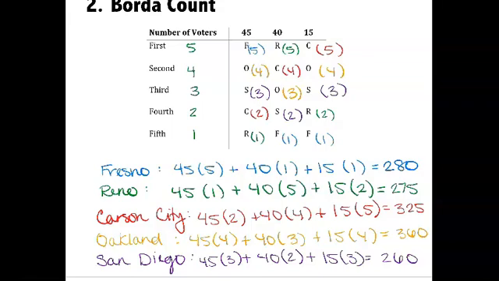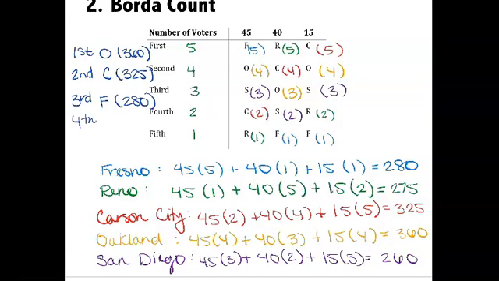A full ranking of the candidates would be first place is Oakland with 360 points. Second place is Carson City with 325 points. Third place, we have Fresno with 280 points. Fourth place, we have Reno with 275 points, and fifth place is San Diego with 260 points.